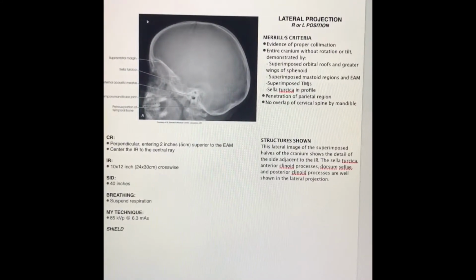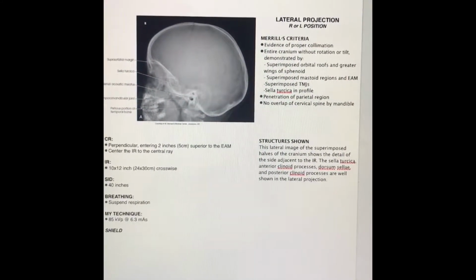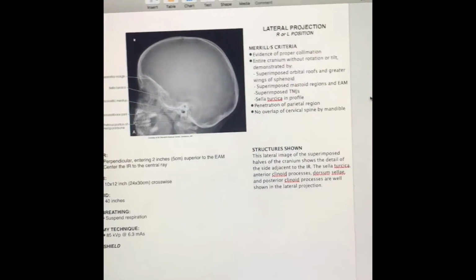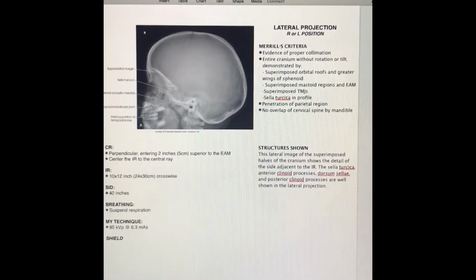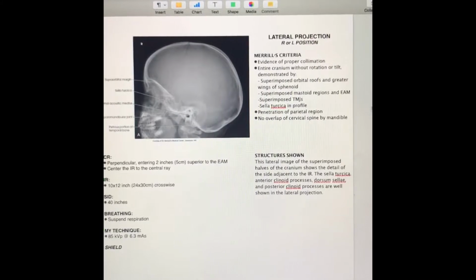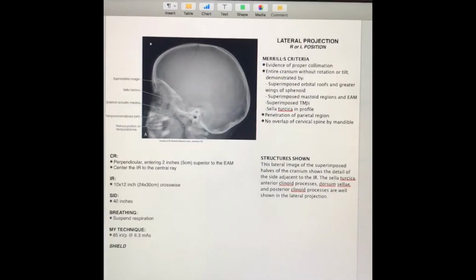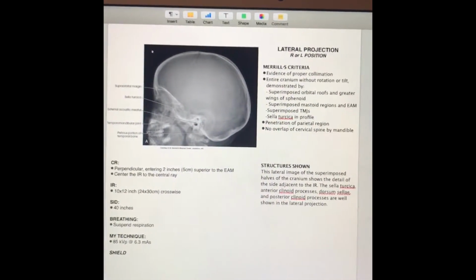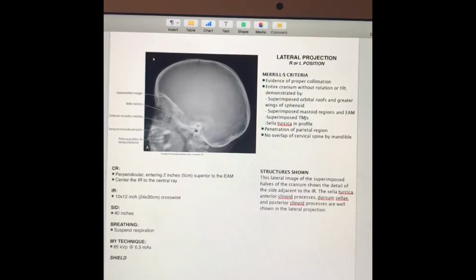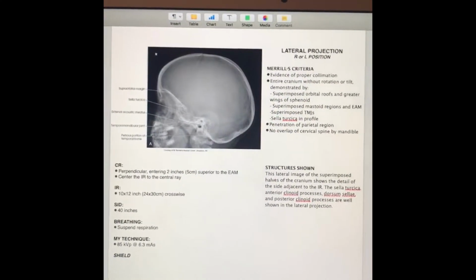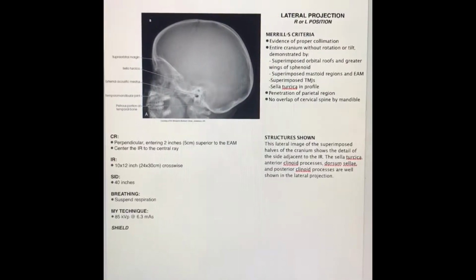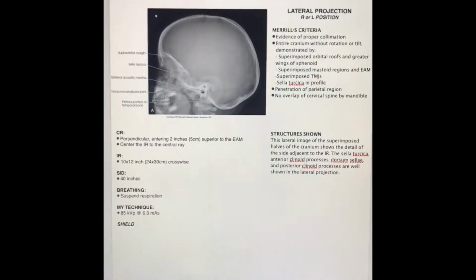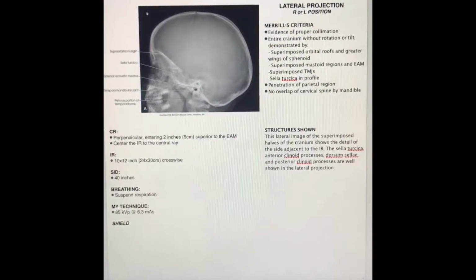Central ray for this projection is perpendicular, entering 2 inches superior to the EAM. It's going to be centered to the IR. No, we're going to center the IR to the central ray. The IR for this projection was 10 by 12 inch crosswise, SID 40 inches, breathing instructions are suspend respiration, and my technique was 85 kVp at 6.3 mAs. And you also want to shield the patient as much as possible.